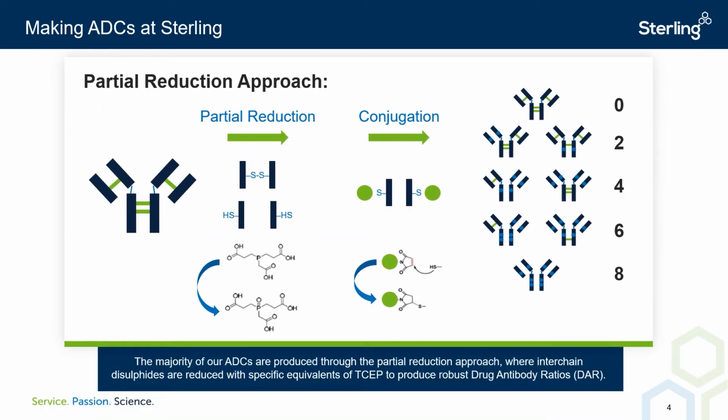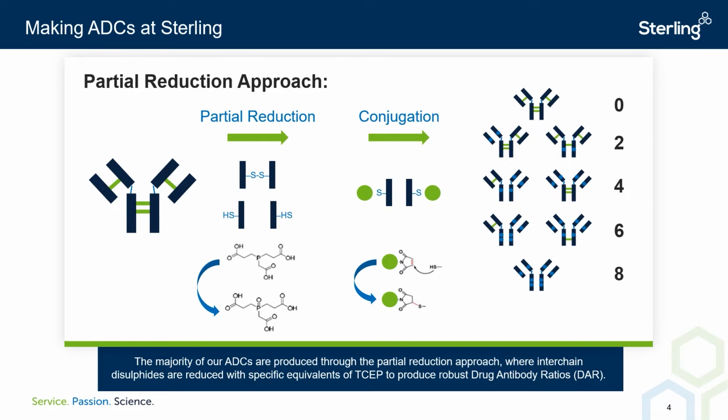The particular challenge of ADCs I'd like to talk about today is the partial reduction approach for making ADCs. With the partial reduction approach, we take our IgG of interest and do a reduction to break apart disulfide bonds into their free cysteines, and then we conjugate our payload molecule to these. This approach is quite well established in the field and produces a very reliable, robust drug-antibody ratio in even numbers such as 0, 2, 4, 6, and 8.